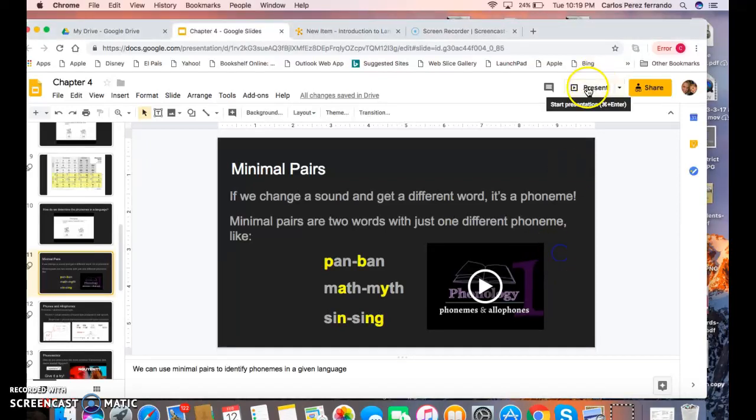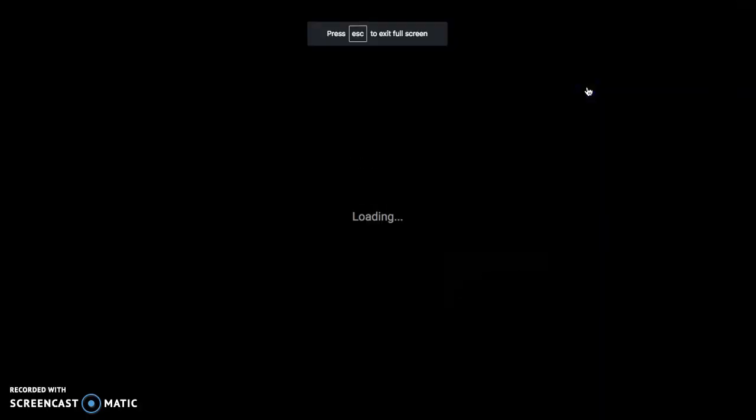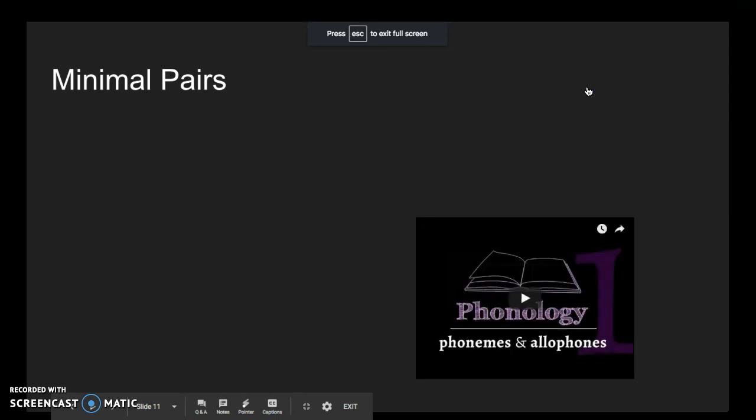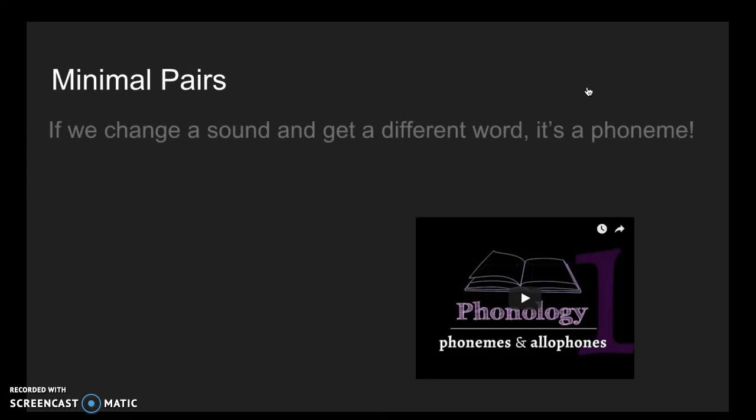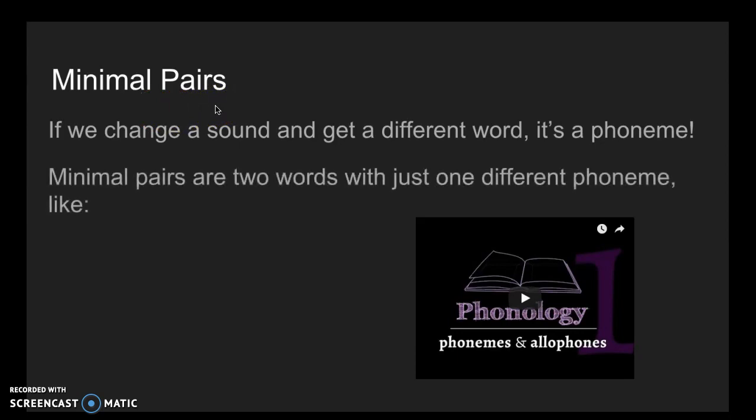Okay, we are going to continue with our discussion on Chapter 4, Phonology. And we're going to start by looking at that concept of the phoneme again and how we determine what is a phoneme. So one of the ways phonologists do this is by looking at minimal pairs. So what is a minimal pair? Two words with just one different phoneme.